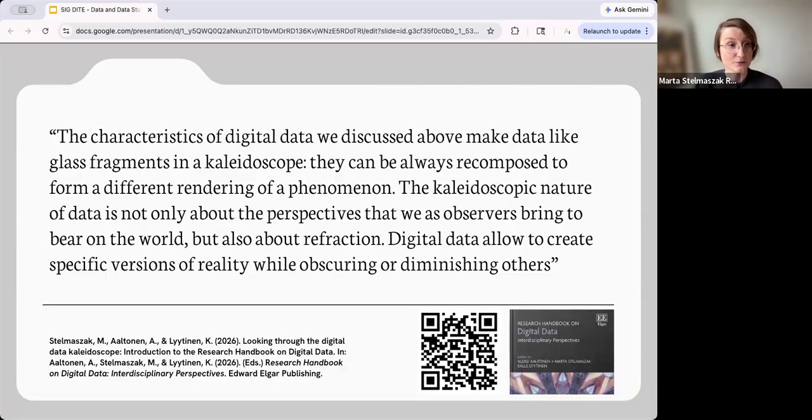Aleksi? So what we say is that the characteristics of digital data make data like glass fragments in a kaleidoscope, because they can always be recomposed to form a different rendering of the phenomenon. And this kaleidoscopic nature of data is not only about the perspectives we bring, but also about how data can refract what we're trying to capture. So they allow us to create specific versions of reality while obscuring, diminishing, or removing others.